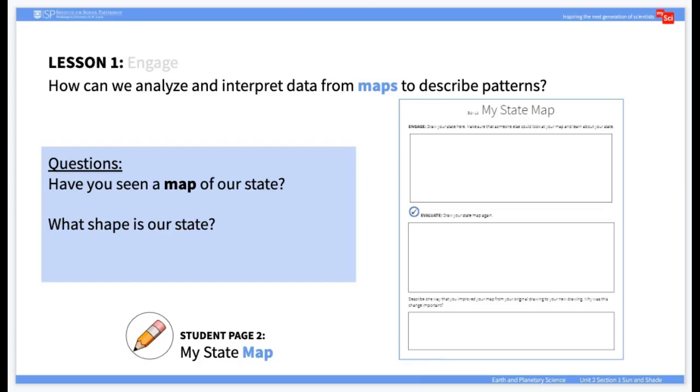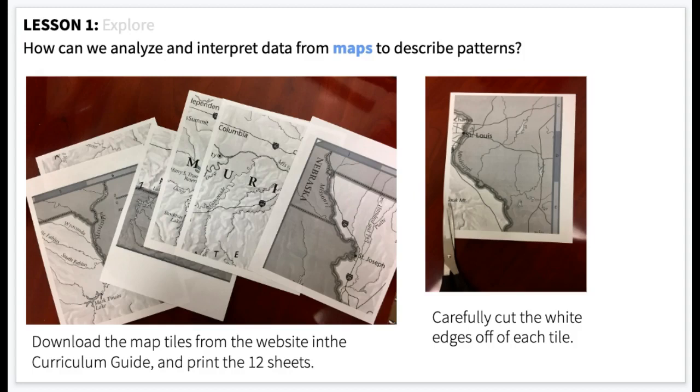In the Engage portion of this lesson, students will draw what they think a map of their state looks like in their student journals. They will also be introduced to the role of a cartographer, a scientist who draws or makes maps. In the Explore portion of this lesson, students will analyze a section of a Missouri state map. These map sections can be downloaded from a link in the curriculum sidebar. The white outline should be cut prior to class.